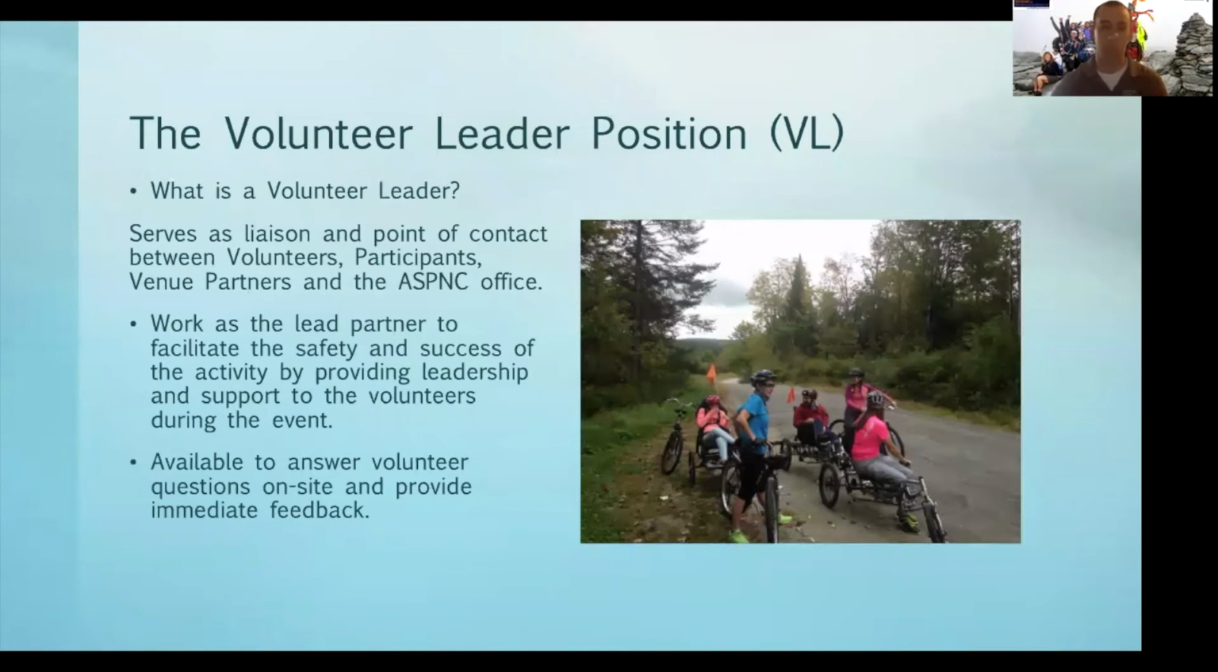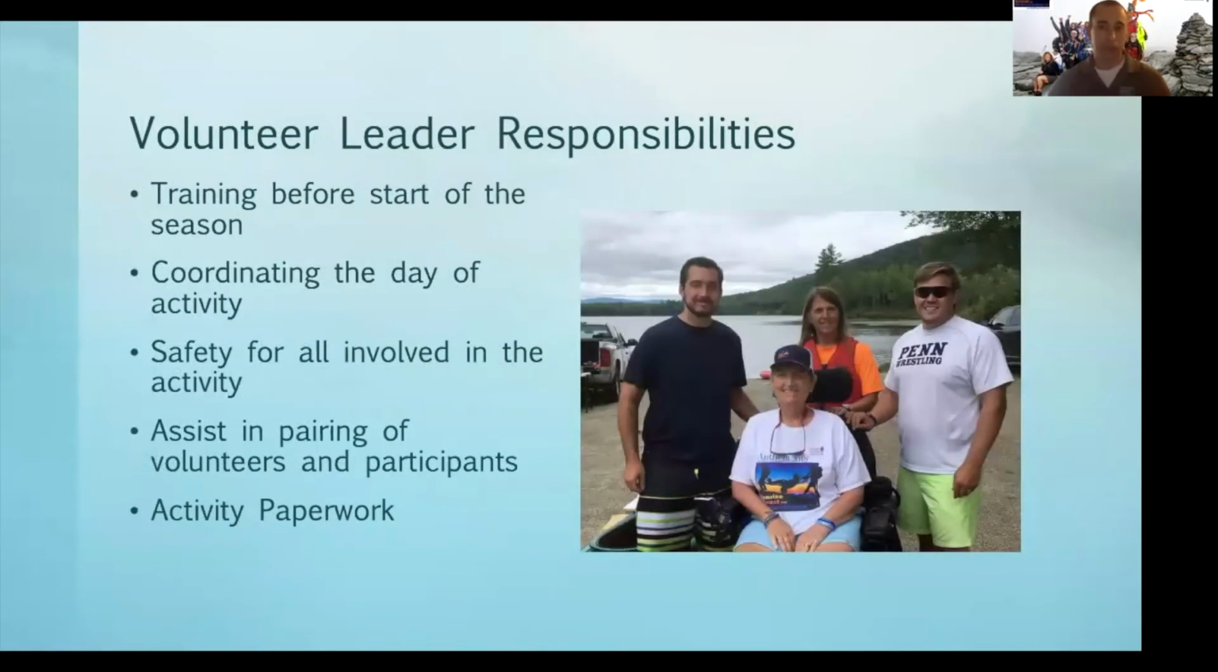So the volunteer leader for us, their responsibilities start at the beginning of the season. They provide the training for that session. So all of our seasonal programs will have a training the week before. They run all of that. They coordinate all of the day-to-day activity.